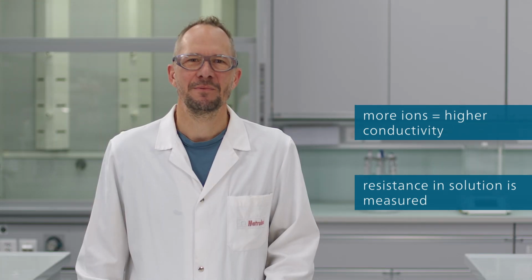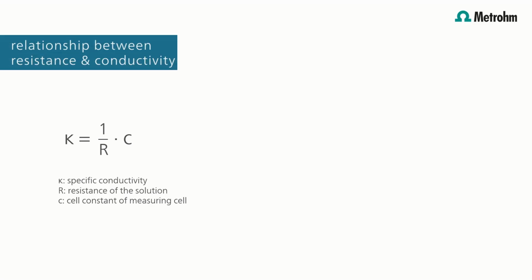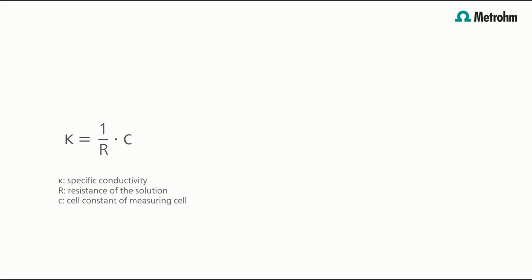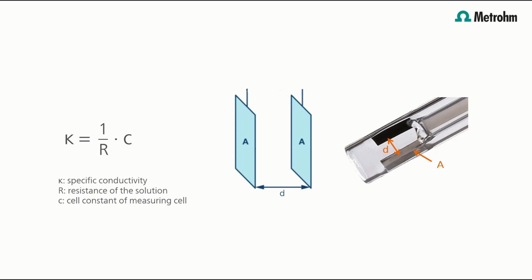The relationship between conductivity and resistance is expressed as follows. Conductivity kappa equals 1 divided by the resistance R multiplied with the cell constant C. The cell constant depends on the geometrical dimensions of the measuring cell. It is defined as the distance d between the electrodes divided by the surface area A.